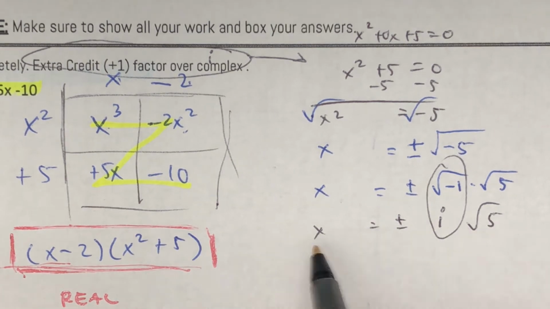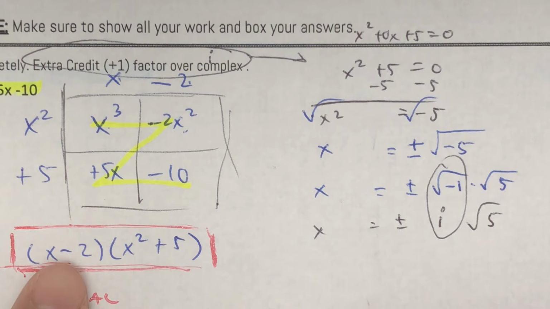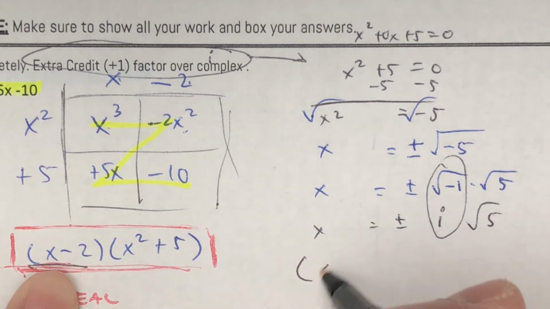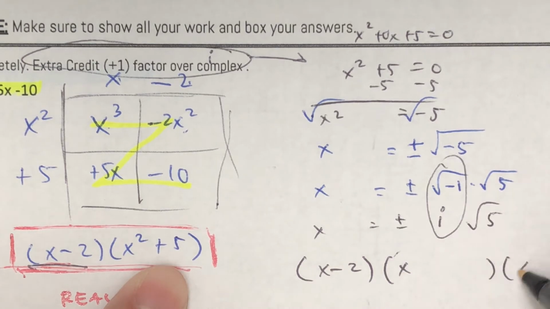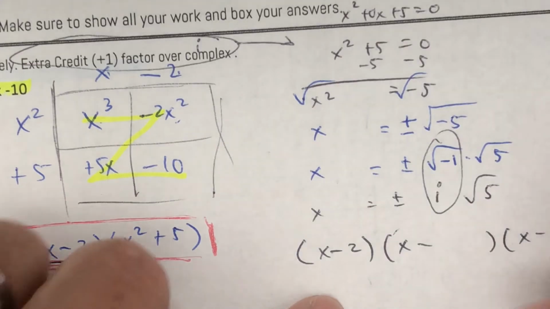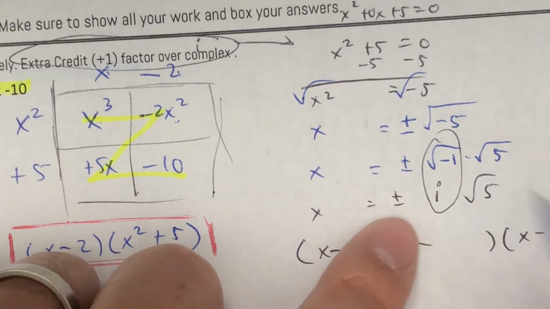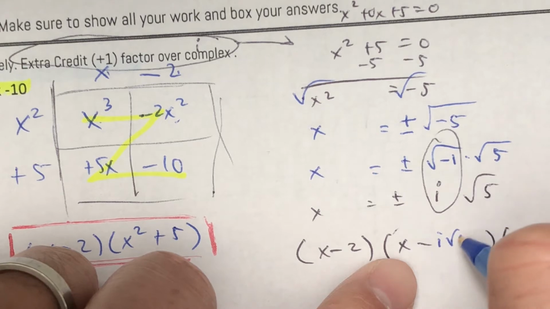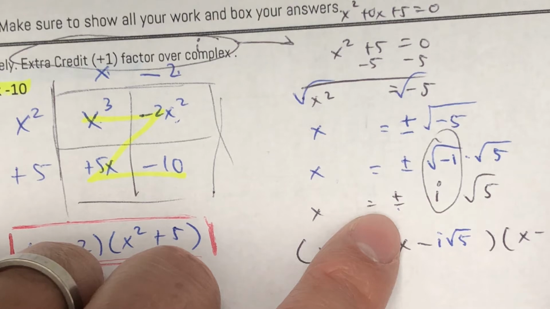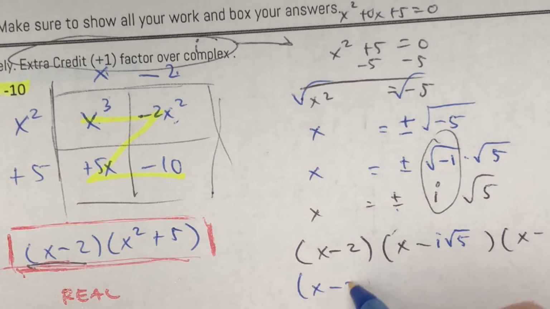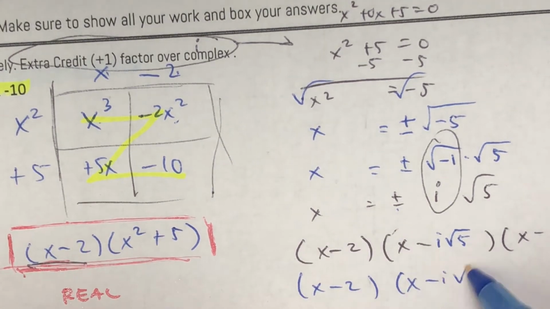There's a couple of reasons why this works. Let me show you guys the answer. So I'm just going to take x minus 2. And then remember you have x minus, and then you'll have one of these to be positive i radical 5. And then you do the negative i radical 5. And then to clean that up, your answer would just be x minus 2, x minus i radical 5, and x plus i radical 5.